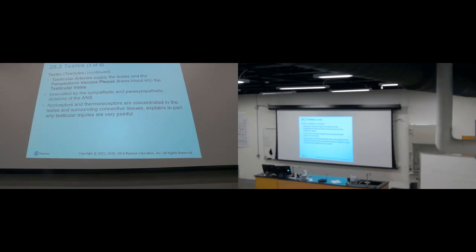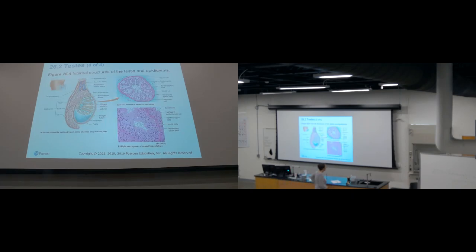The testicles are innervated by nerves coming from the sympathetic and parasympathetic divisions of the autonomic nervous system. The testicles are rich in nociceptors, which are receptors for pain, and thermoreceptors. That explains why the testicles are very sensitive to pain or injury, of course.